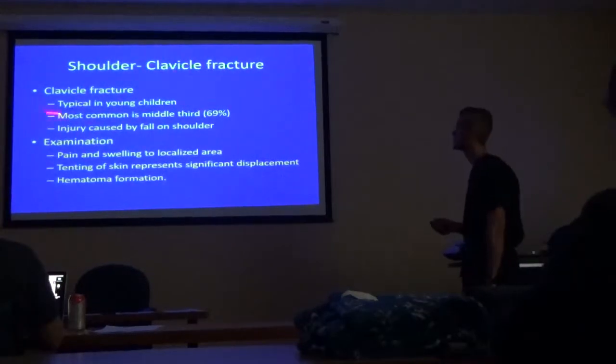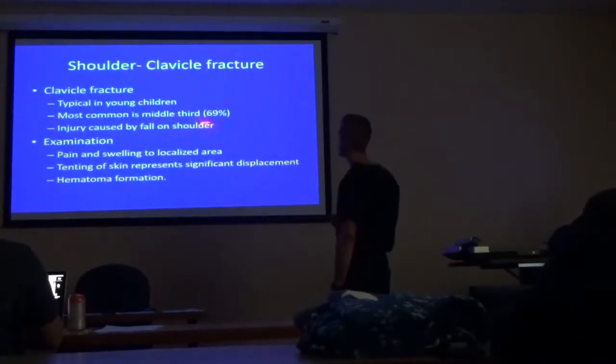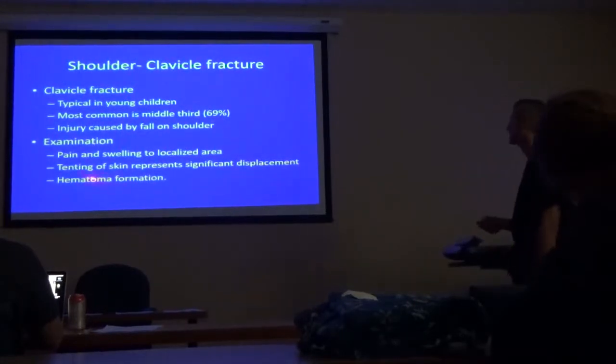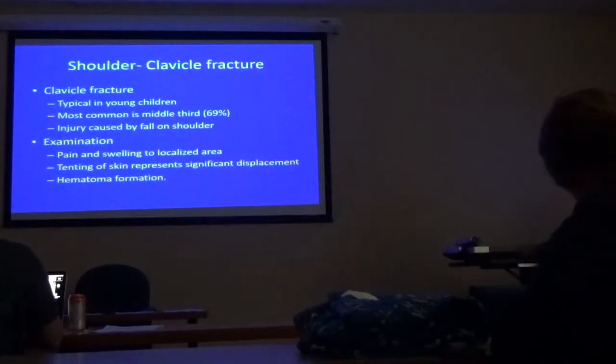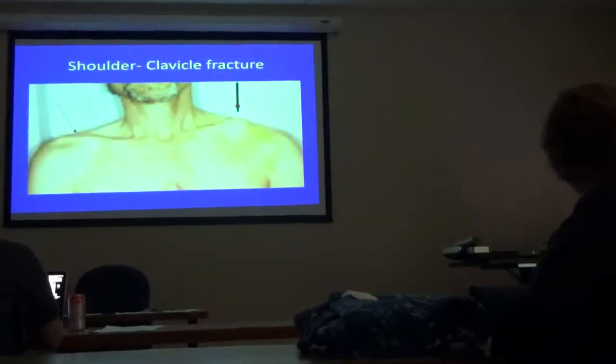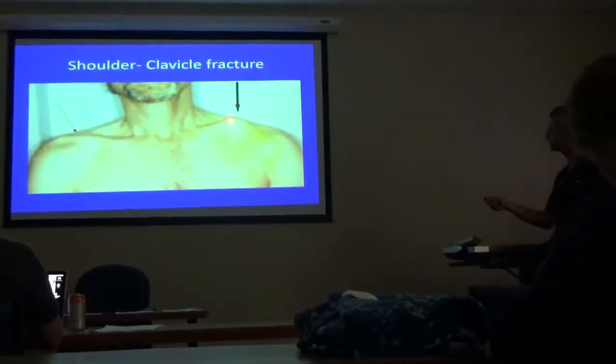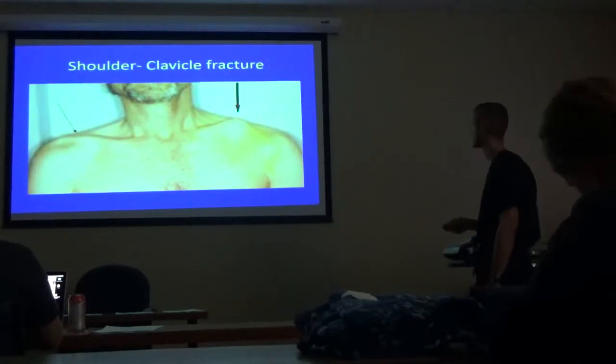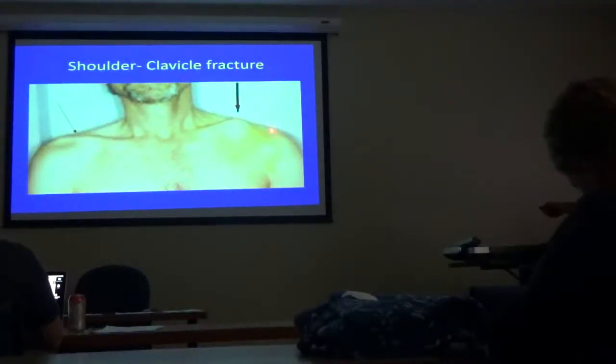Clavicle fractures, typical in young children. Most common is the middle third. Injury caused by fall on the shoulder, pain, swelling. Tenting of the skin represents significant displacement or hematoma formation. So, oh, I think that guy's was broken, right? Yeah, that's not bad to me. So this would be tenting of the skin.